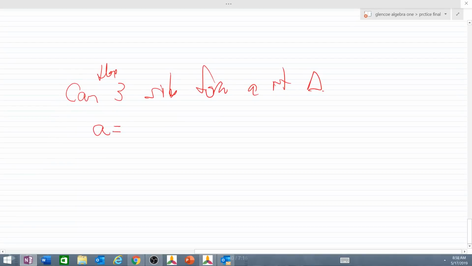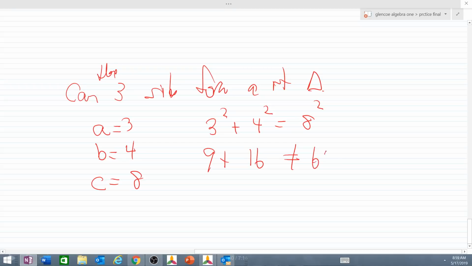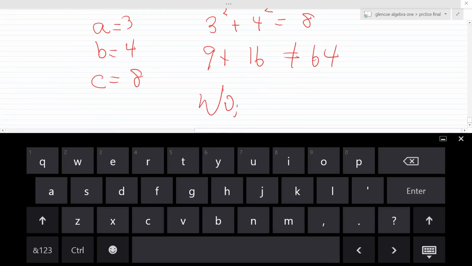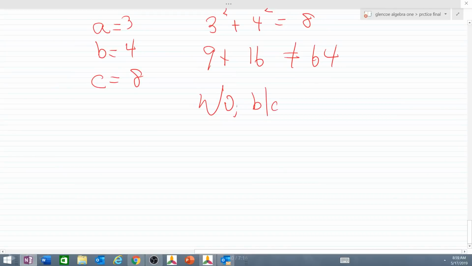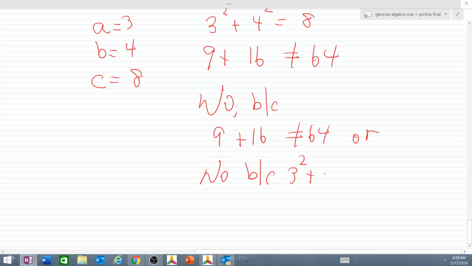Okay, so if A equals 3, B equals 4, and C equals 8, plug them in. If 3 squared plus 4 squared equals 8 squared, then your answer would be yes. 9 plus 16 does not equal 64. No. Because 9 plus 16 does not equal 64, or no, because 3 squared plus 4 squared does not equal 8 squared.